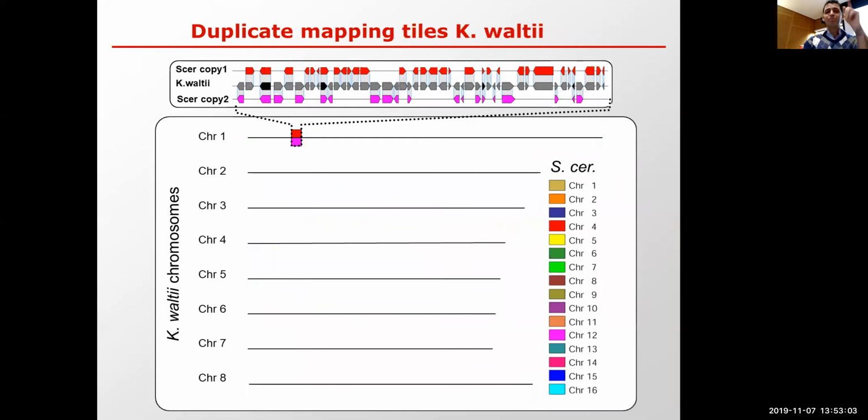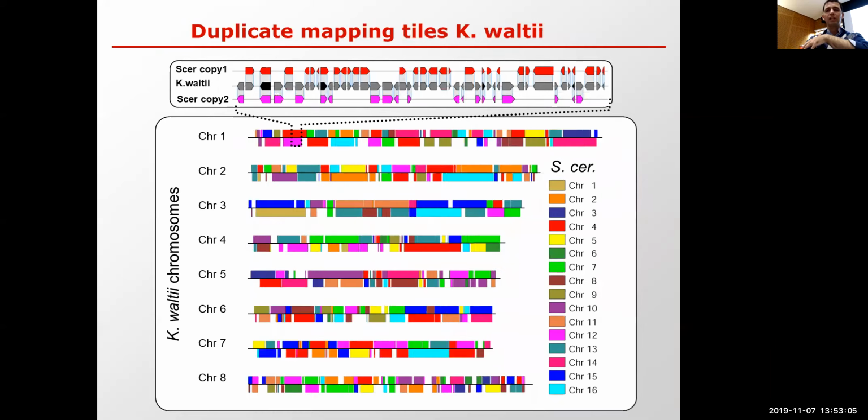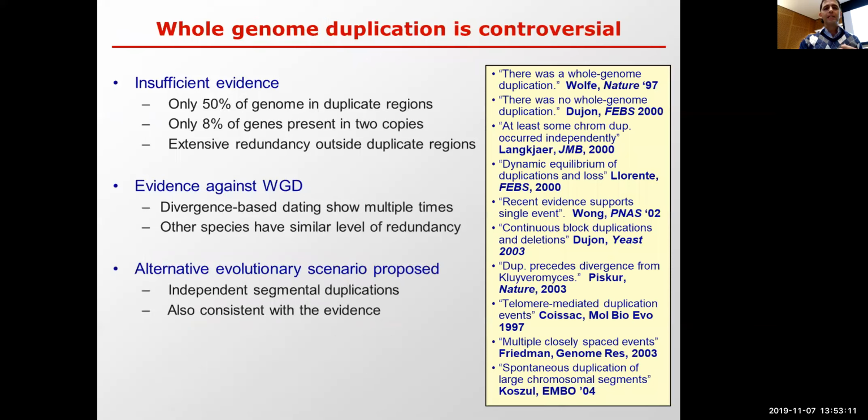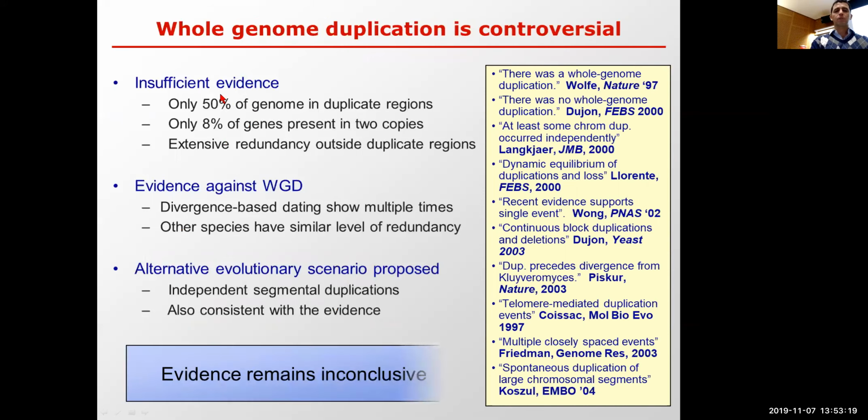until we finally, just from sheer dumb luck, were able to sequence the species that precedes that whole genome duplication, and suddenly we could paint the whole thing. And the reason why Dujon and others were against that whole genome duplication is that you were only covering 50% of the genome in these duplicated regions. So there was no basis for them to say that it's 100%. And the evidence remained inconclusive. Only 8% of the genes were present in 2 copies. How can you argue for whole genome duplication if only 8% of the genes are in 2 copies?